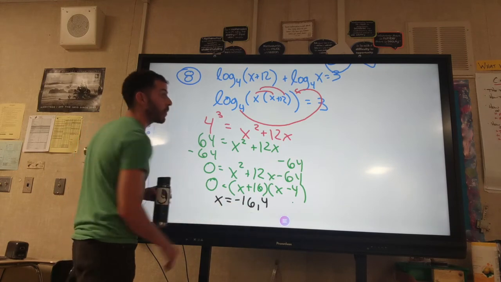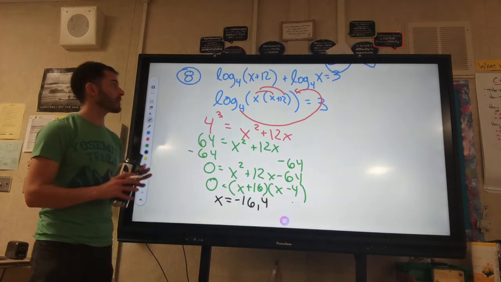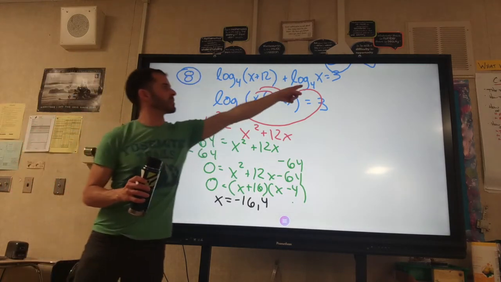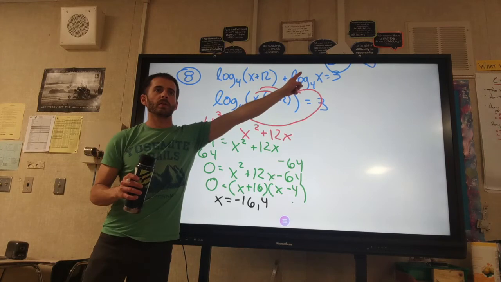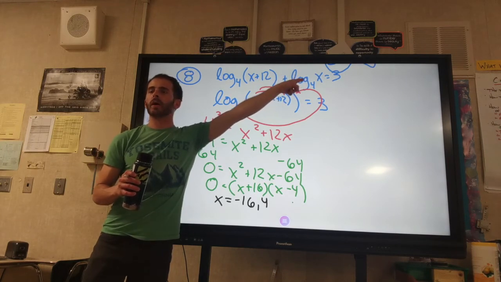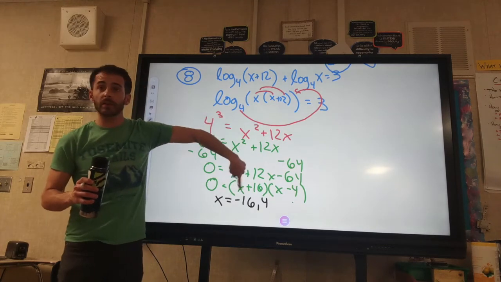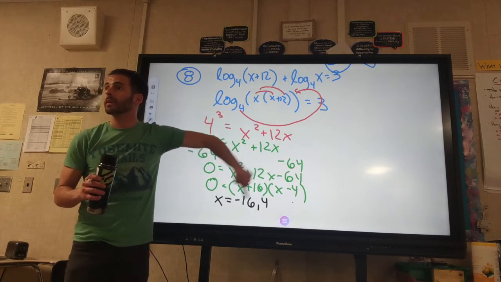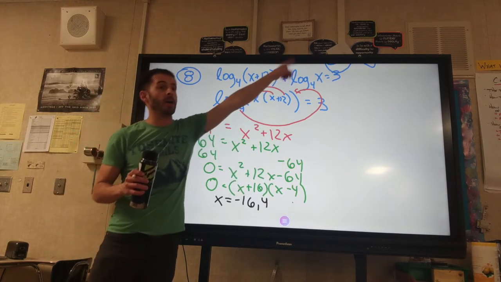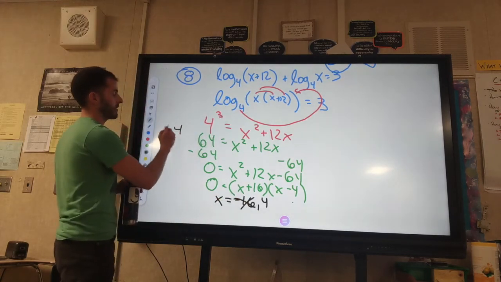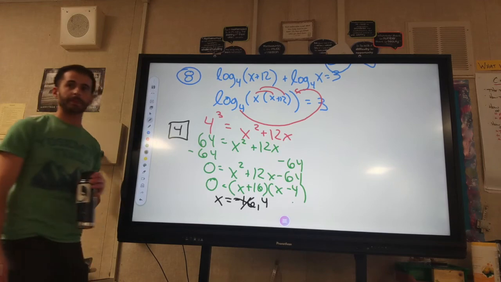Negative 16 and 4 could be our answers, but we got to go back up to the question. And let's go to the easiest one. Log base 4 of what can I plug right in there? Is it the negative I don't like or the positive? It's the negative, right? I can't have log of a negative number. So I'm going to cross this out. My only answer is 4.